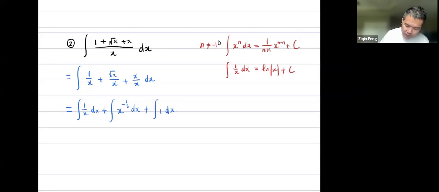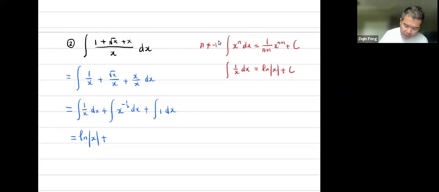The first term gave you natural log of the absolute value of x, and no dx anymore, right? Then plus that second one, which is a power function whose exponent is not -1.